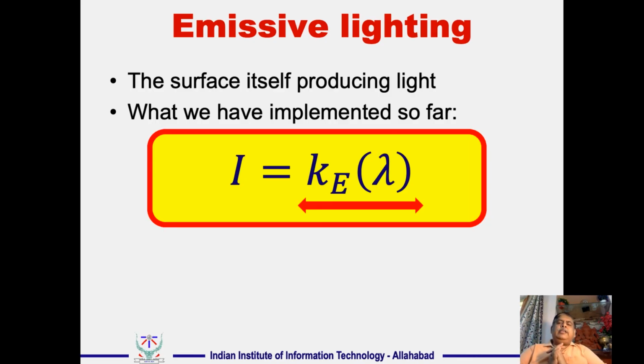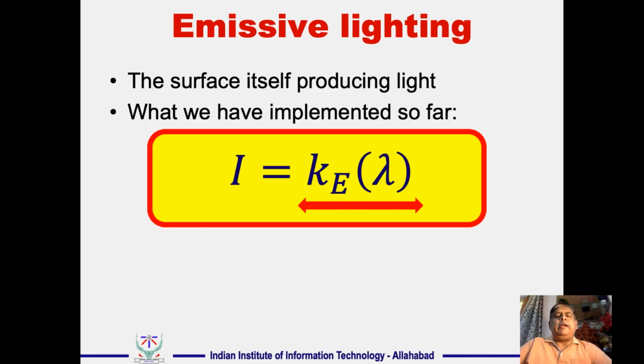The next term is the emissive light. Now, there are objects that could be a light source. For instance, this is a light source or a lamp which provides a light of its own. And because of this light of its own, other objects like my face can be illuminated by it. So the surface itself produces light.